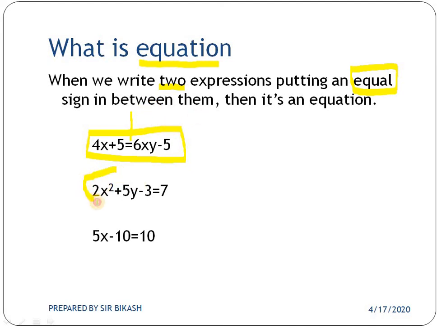Similarly, we can have this one, 2x square plus 5y minus 3 is equal to 7. So 7 is also an expression, and 2x square plus 5y minus 3 is also an expression. Similarly, 5x minus 10 equals 10. So these are equations. And one more thing, we will not study these two equations. We will only discuss this type of equation. What type of equation, I will elaborate in our next slide.